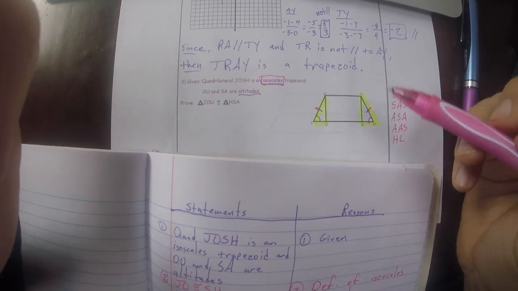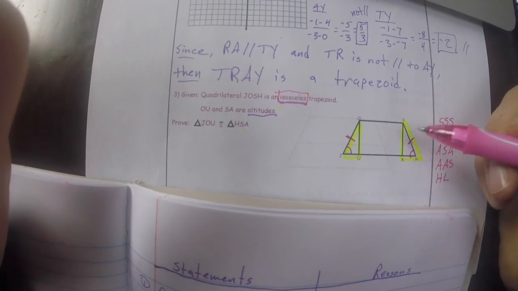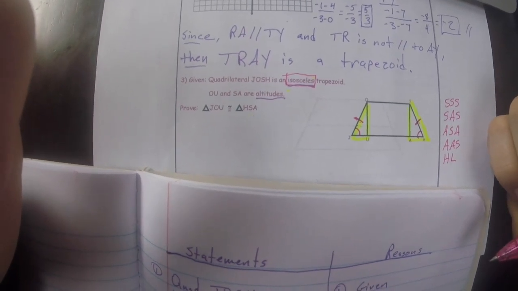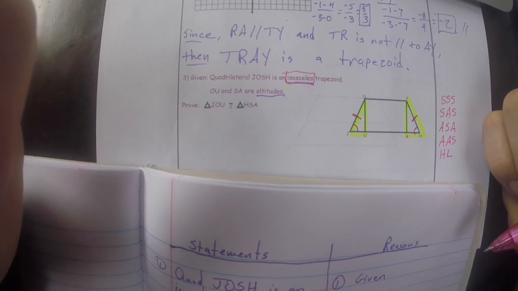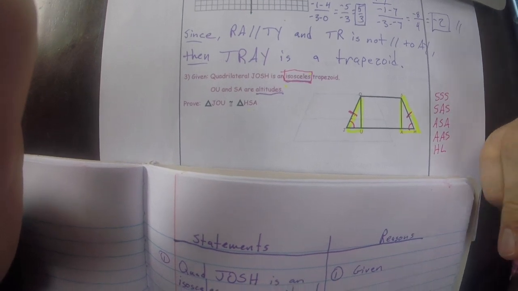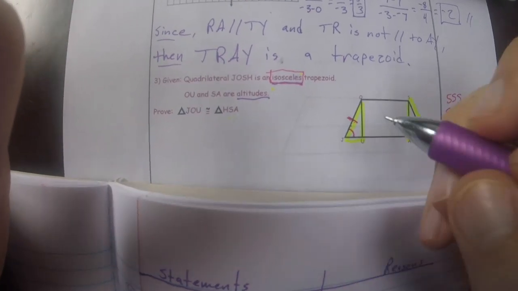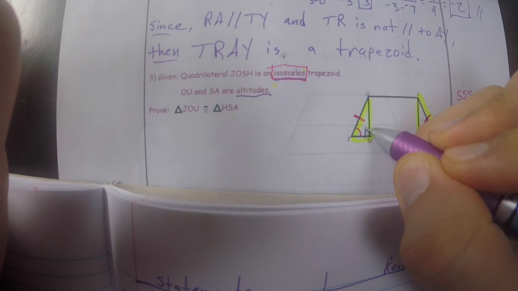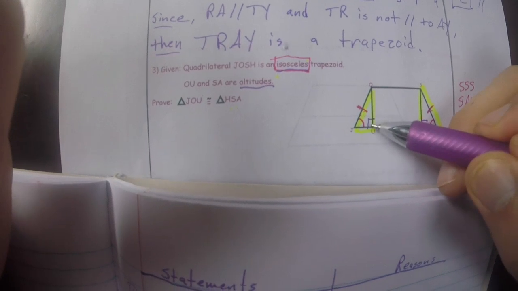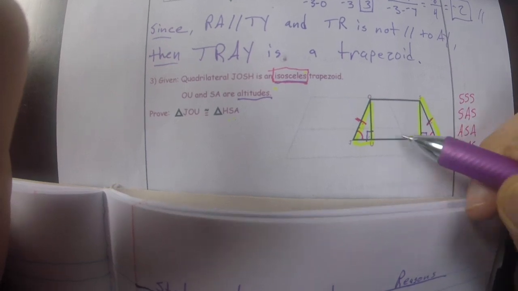All right, so let's move on to our last piece of given information, that OU and SA are altitudes. What does altitude mean again? If I have an altitude, that means what? Who remembers? Altitudes create a special type of angle. And if you're saying, hey, Mr. Tracy, it's a right angle, you are absolutely correct. If OU and SA are altitudes, that means that angle JUO and angle HAS are definitely right angles.